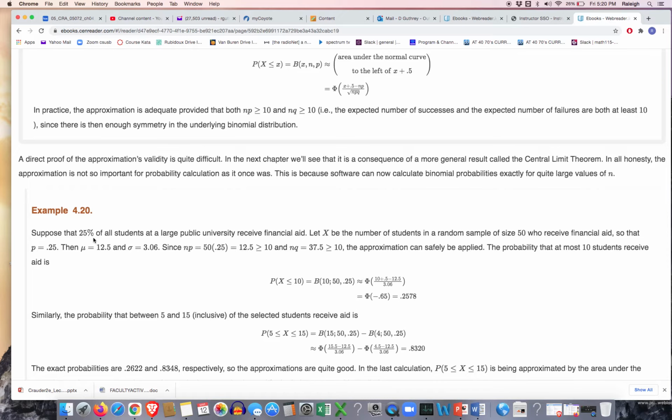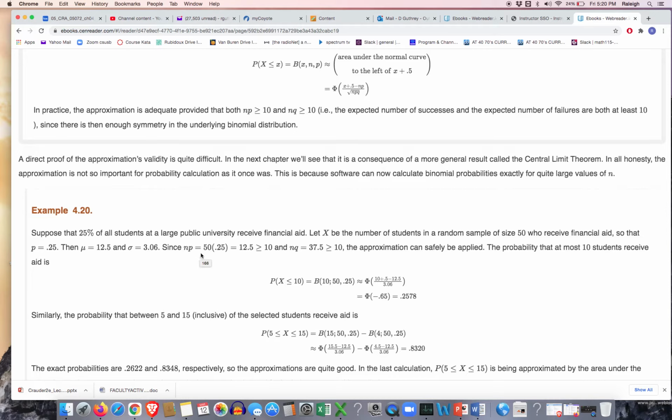Here's another example. 25% of students at a large public university receive financial aid. X is the number of students in a random sample of size 50 who got the aid. And so p is 0.25. Mu with b is n times p, a fourth, 0.25 times 50, 12.5. And of course the calculation works out to be 3.06 for sigma. You can do that yourself.